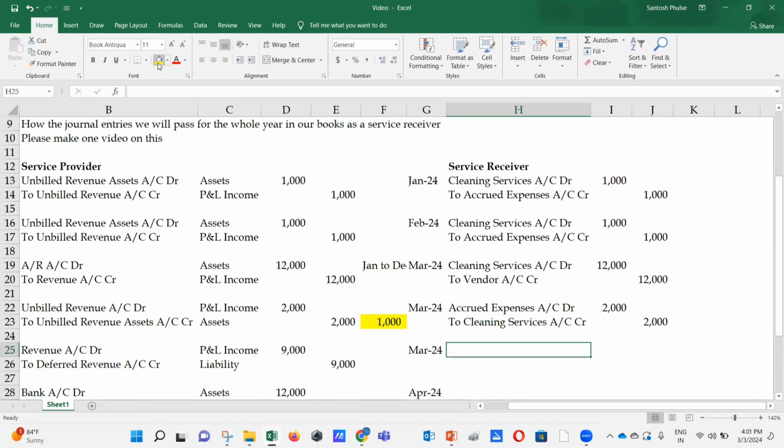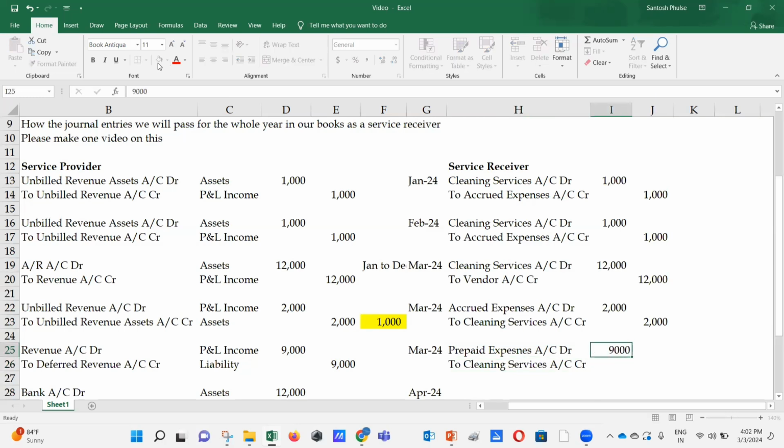When you reach March, you book the cleaning services for 12,000. And this does not pertain only to January, February, and March. This is for the entire year, January to December. You availed the services only for 3 months and you haven't received the services yet for the remaining 9 months. But you have booked that in the books. So you have to take that towards prepaid expenses. So your entry is going to be prepaid expenses account debit to your cleaning services account credit.